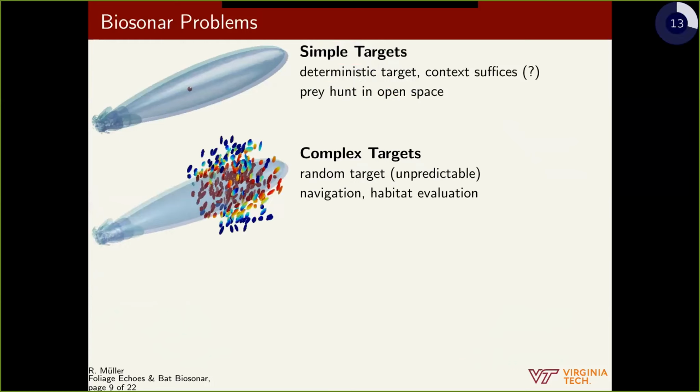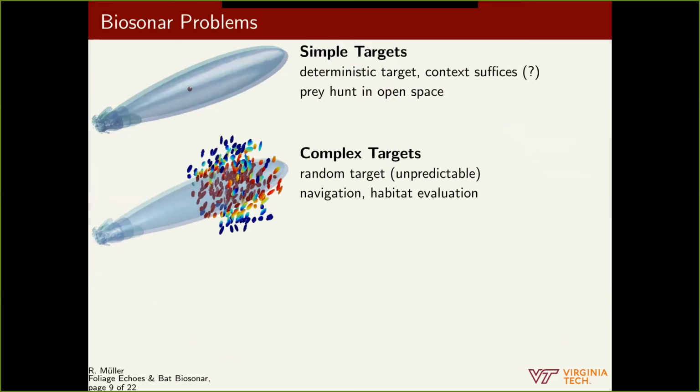The other problem would be that you have a really complex target. So your sonar beam is now bathing in a whole cluster of leaves, right, in the foliage, and you get echoes from everywhere. So now you have this unpredictable echo, right, because you just don't know what the situation is, how these leaves are arranged, right? But that's what these bats would encounter that hunt in dense vegetation, right, when they want to navigate, right, they want to evaluate which habitat they are in, right? Is that where they want to stay in the night? Is that where they want to look? Right, so you have to make sense of these very random echoes.